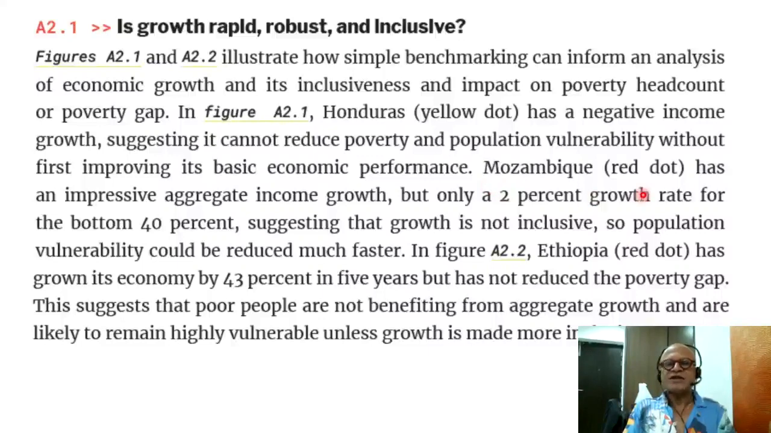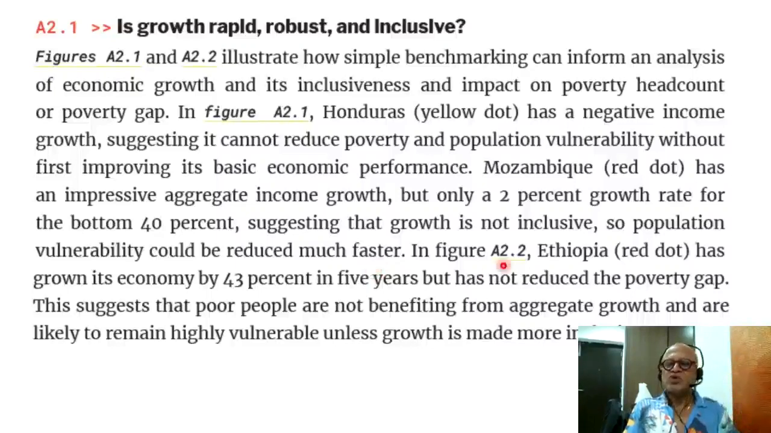Mozambique, which will be in the red dot, has an impressive aggregate income growth, but only a 2% growth rate of the bottom 40%, suggesting that growth is not at all inclusive, so population vulnerability could be reduced much faster. So it's the rich get richer and the poor get poorer kind of syndrome, even though it's not clear from the figure that the poor are getting poorer.